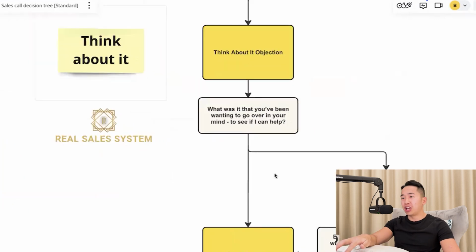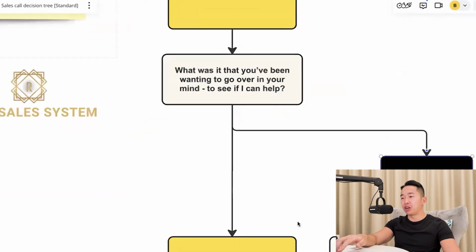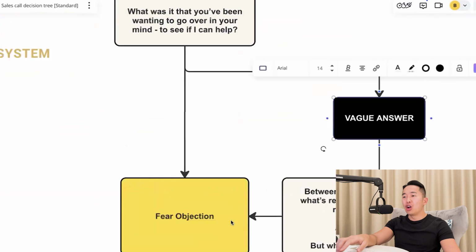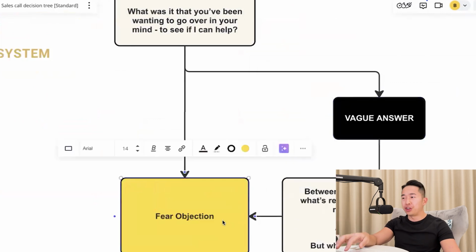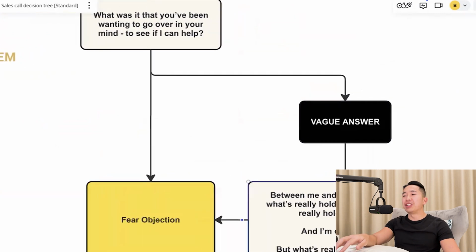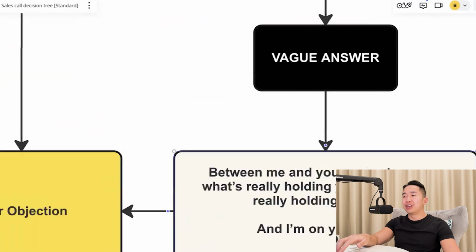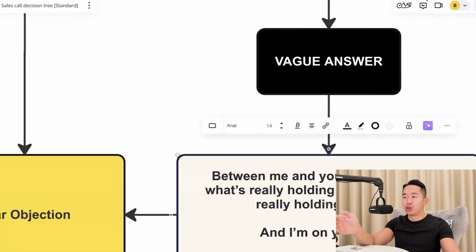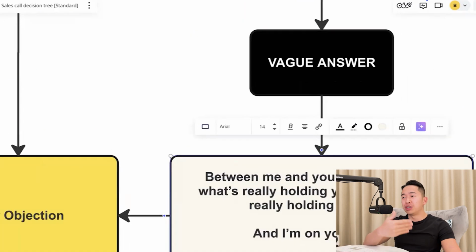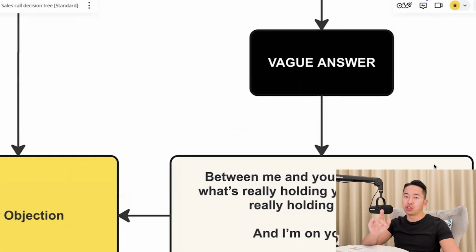So you've fleshed it out, and at that point, they either still give you a vague response, like, "Oh, I just want to think about it," or they give you an actual concern, like a fear. If they still give you a vague answer, like, "I just want to mull over this," well, between me and you, man to man, what's really holding you back? I'm on your team, by the way. It's really about letting them know my intention: I'm here to help you, but obviously I'm not a mind reader, so you've got to let me know. You could literally say that too, but the perceived intention is the most important part.